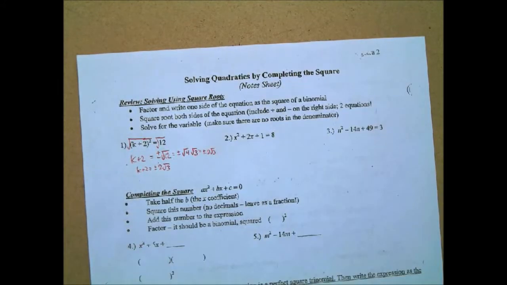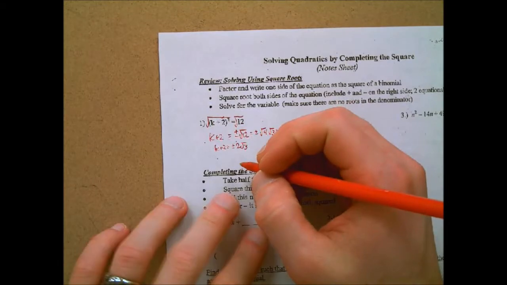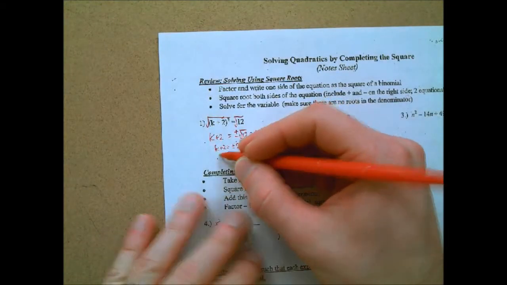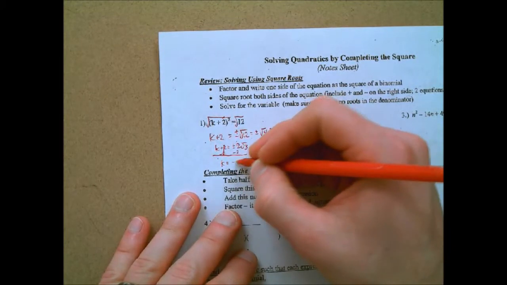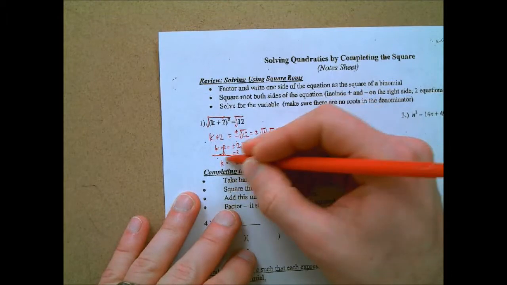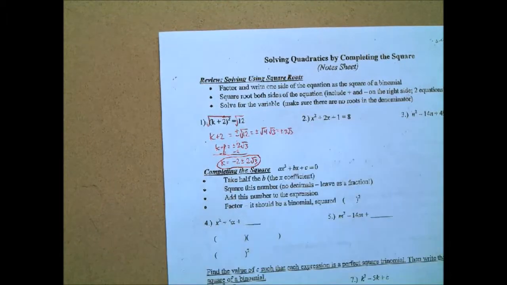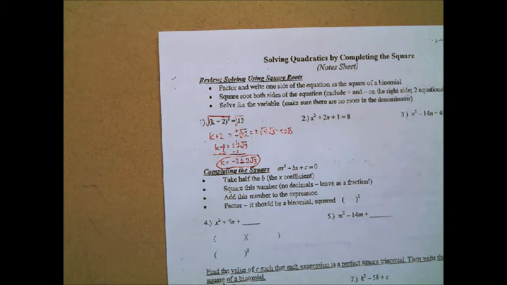All right, and then for our final step there, what should we do now? Solve for k. Minus 2, minus 2. So you get k equals negative 2 plus or minus 2 times the square root of 3. And that's our answer. Two solutions, right? Negative 2 plus 2 root 3, negative 2 minus 2 root 3. Okay? Questions on number 1?